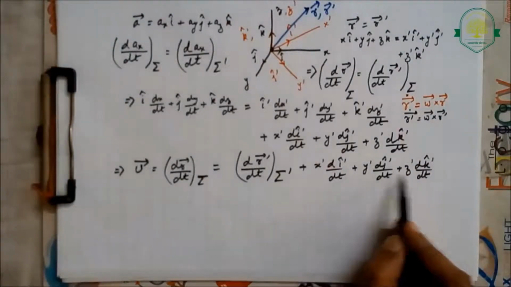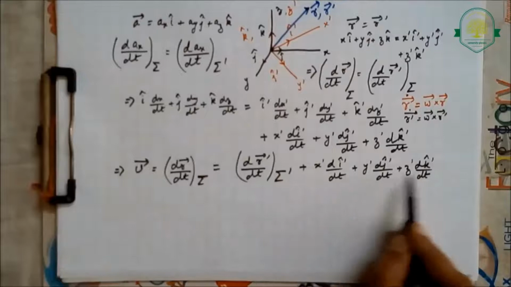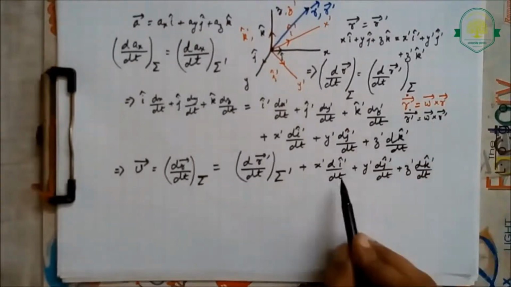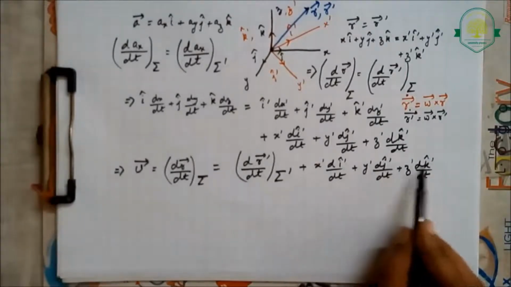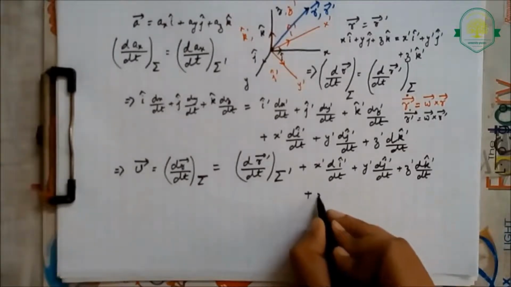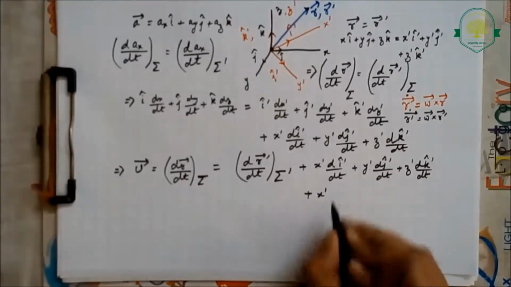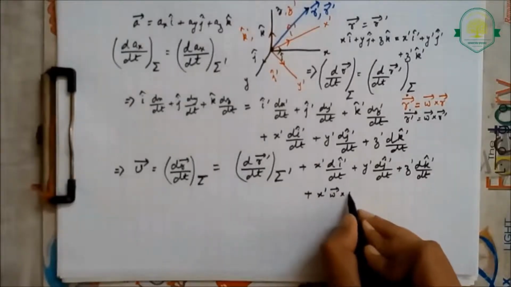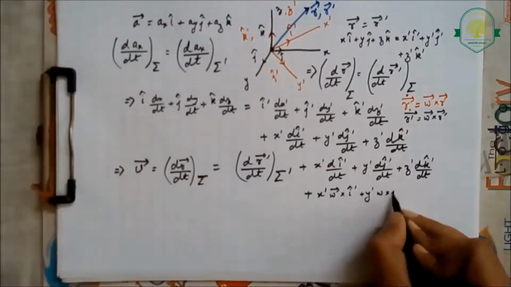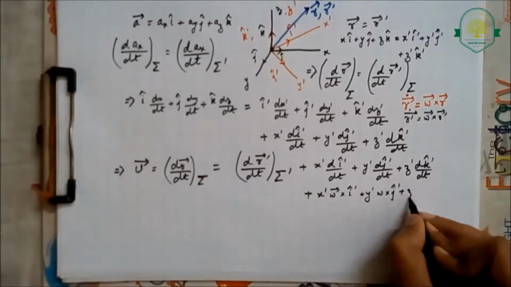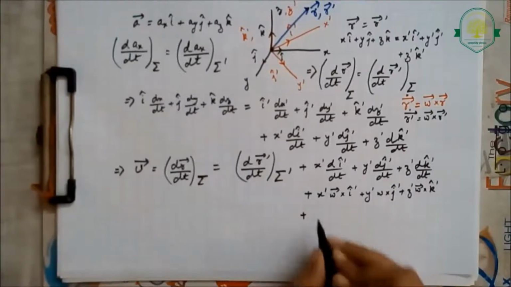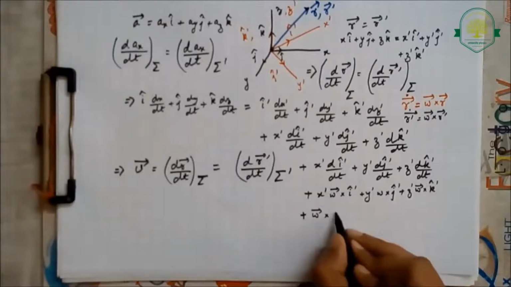Now i cap, j cap and k cap are constant vectors as seen in the rotating frame of reference. So this formula holds for the i cap, j cap and k cap primed unit vectors. So this just becomes x primed omega cross i cap primed plus y primed omega cross j cap primed plus z primed omega cross k cap primed, which is just omega cross r primed.